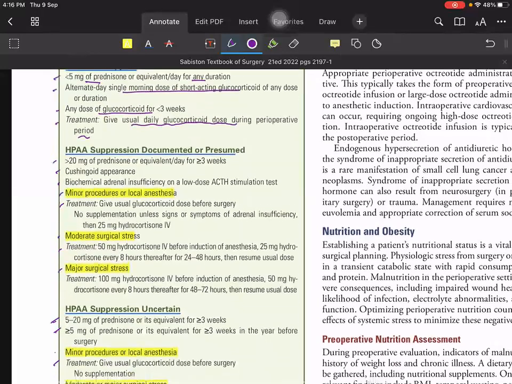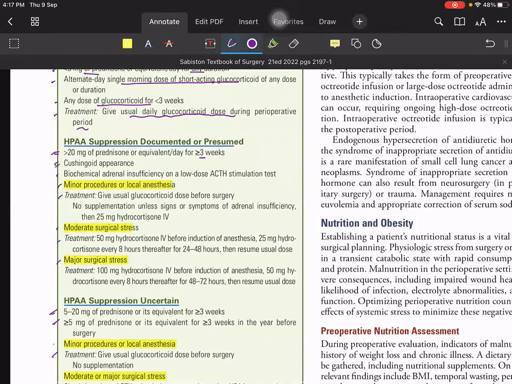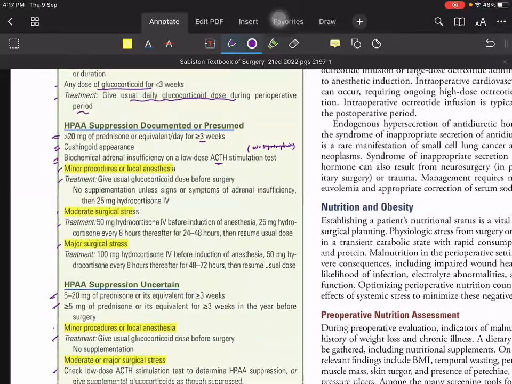Okay, you understand? Then the HPA suppression documented or presumed. When the HPA suppression is documented, or you are strongly suspecting it, that means when the patient is taking more than 20 milligram of prednisolone for more than 3 weeks, or when the patient has a Cushingoid appearance, or biochemical adrenal insufficiency, or a positive low dose ACTH stimulation test, that is the cosyntropin test. Then the HPA suppression has already happened. For that patient, what is the dose of steroids? That is your MCQ. For minor procedures, give the usual glucocorticoid dose, finished.